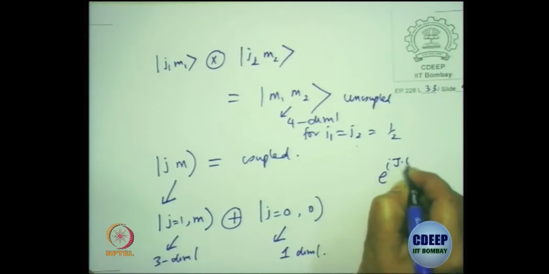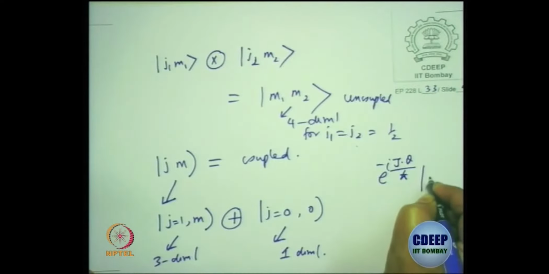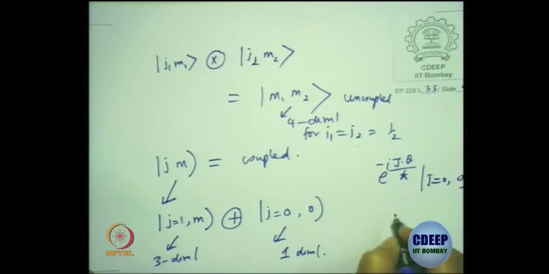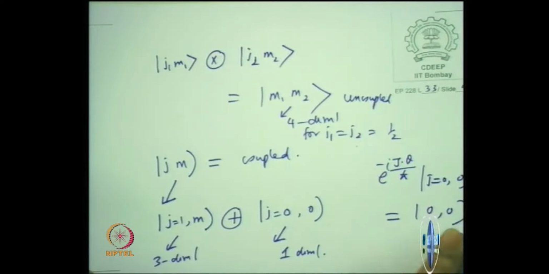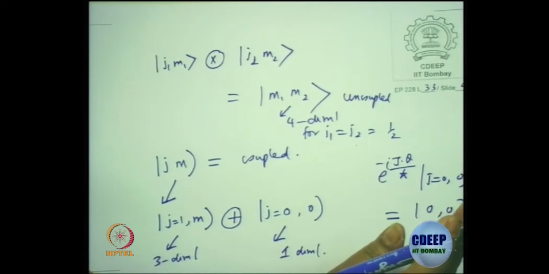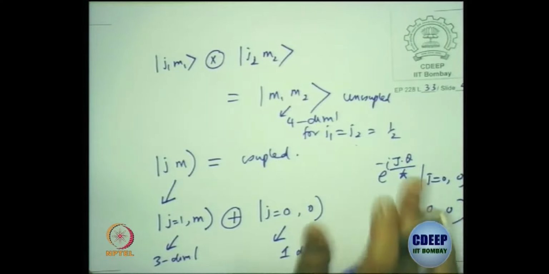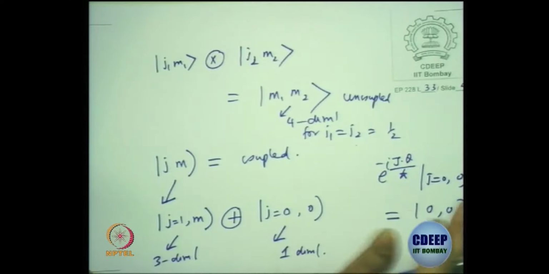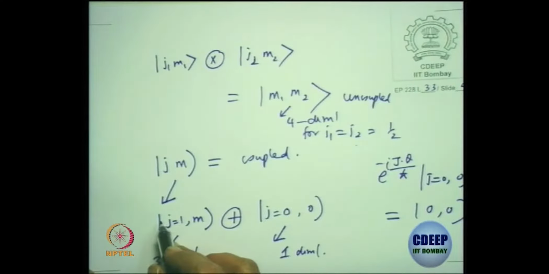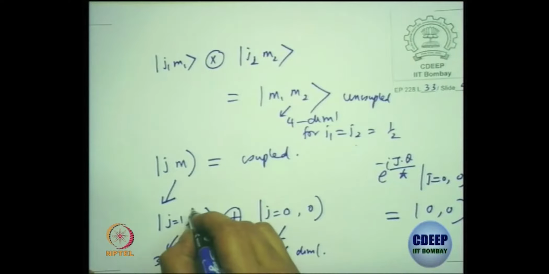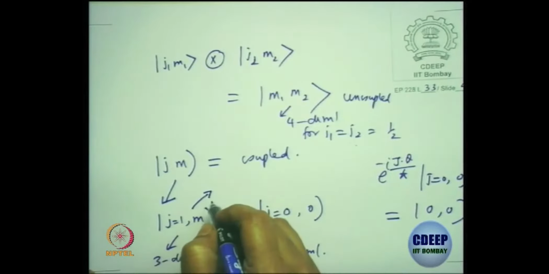E to the power of i j dot theta by h cross on j equal to 0, 0 will give you what? The same state. This is behaving like an identity operator. Singlet state is unaffected by rotations. This is similar to your scalar operator, which remains the same under rotations. And this one will transform under rotation, right? The j equal to 1 state will transform under rotation like a spin 1 state.